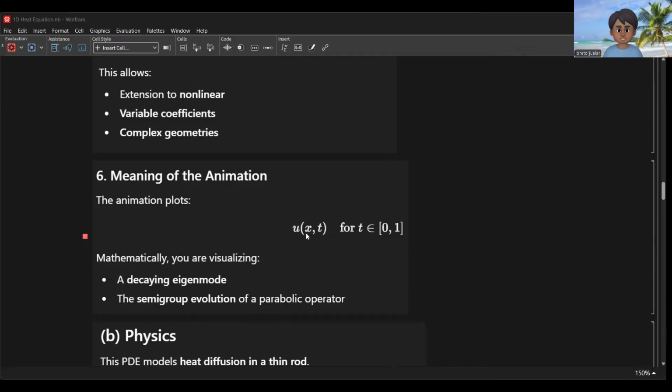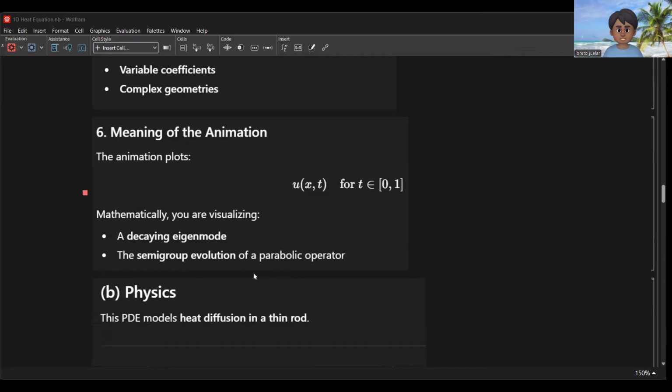So we have the meaning of the animation here. The animation plots u as a function of x and time. Time here is an element of 0 to 1. Mathematically, you are visualizing a decaying eigenmode, the semi-group evolution of a parabolic operator.